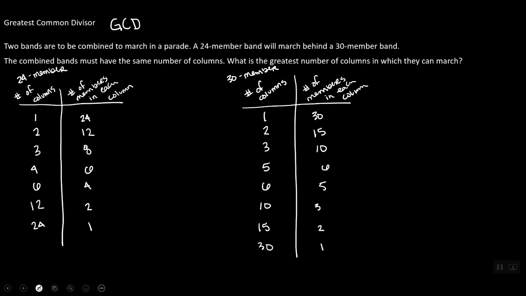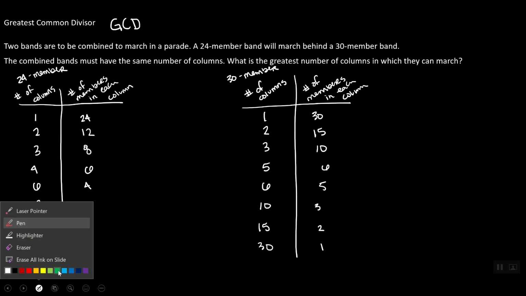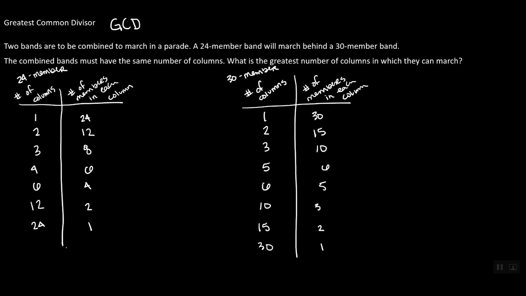person in each column. Now that we have all of our possibilities listed out, let's go through and see which column numbers match up. So they both can be arranged in a column, just a single column. But remember that the question asks for the greatest number of columns, so maybe 1 is not the best answer here. 2 also works, and since 2 columns is more than 1, we know we're not going to use the 1 column option. 3 also works, eliminating 2 as our best answer so far.